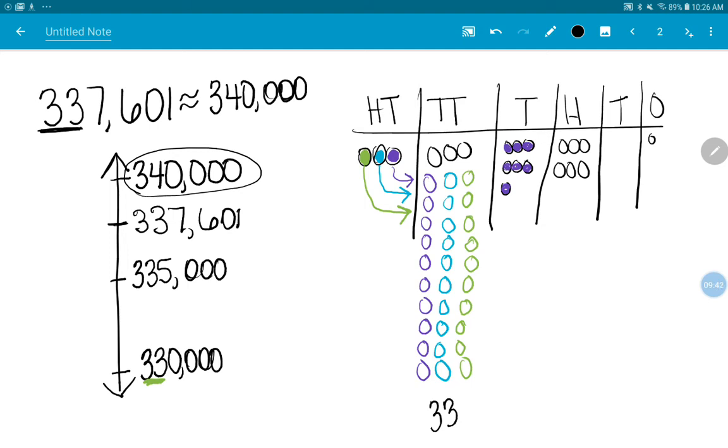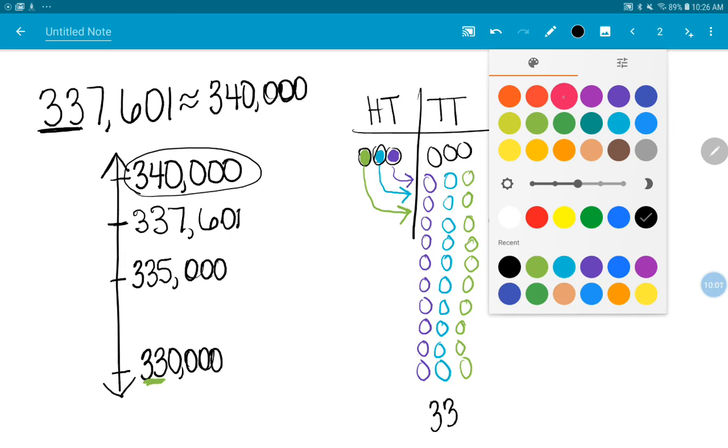All right, now Ansley, what was your question about it? I still don't get why it's 33. Because what place value are we rounding to? Which place value are we rounding to? The nearest 10,000, right? Okay.